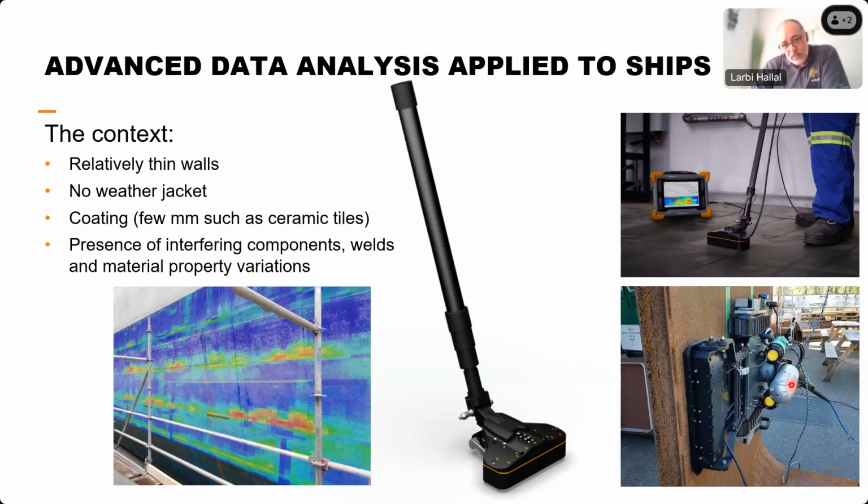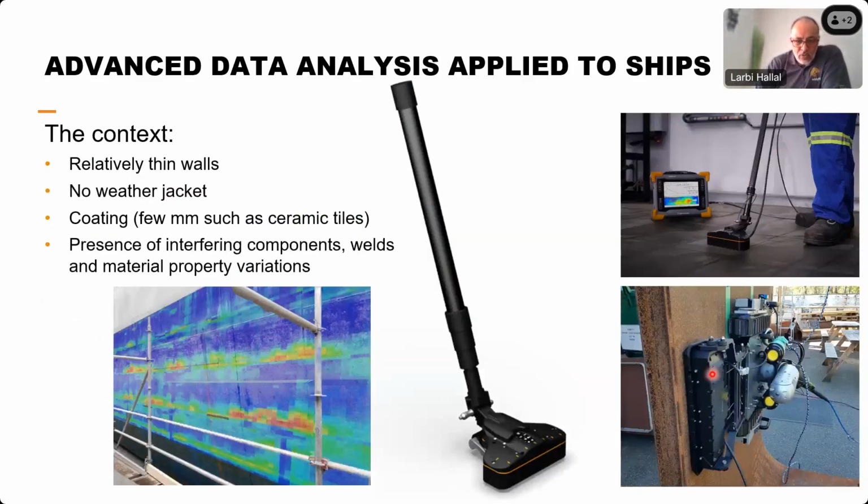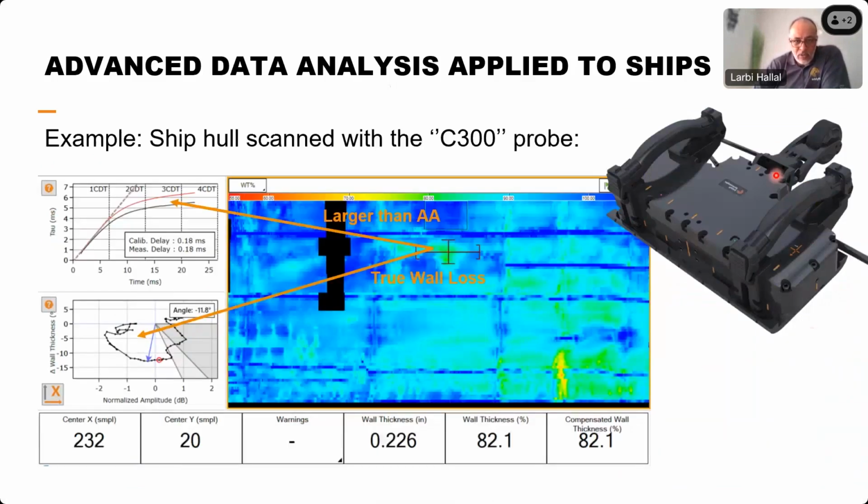So we have a magnetic crawler with some cameras, and at the front, right here where my pointer is, we see another probe, a dedicated probe for this type of inspection that we call the C300, that we will show in more detail on the next slide. So this is the probe that was mounted at the front of the crawler, and that allows to do a scan of a ship hull.